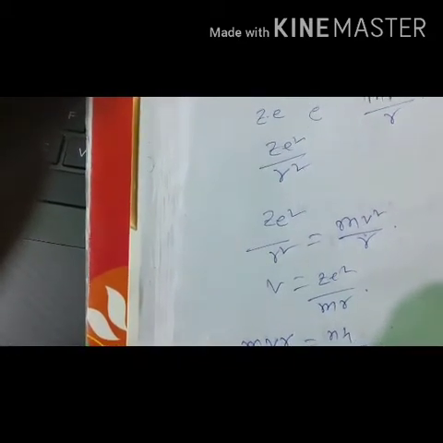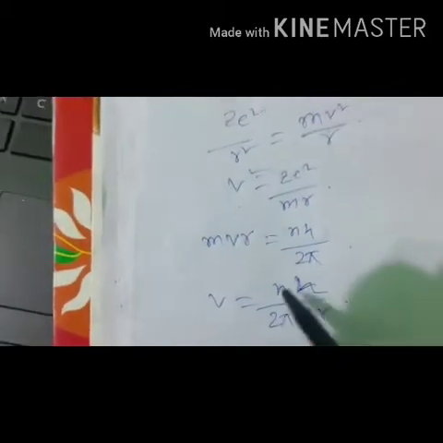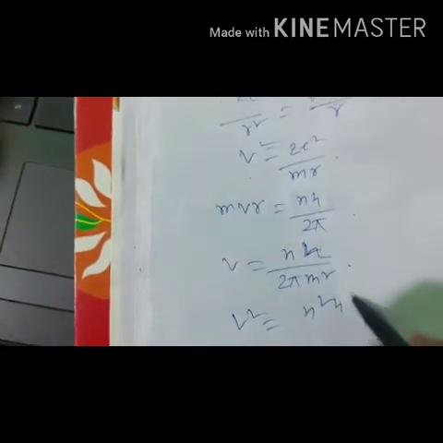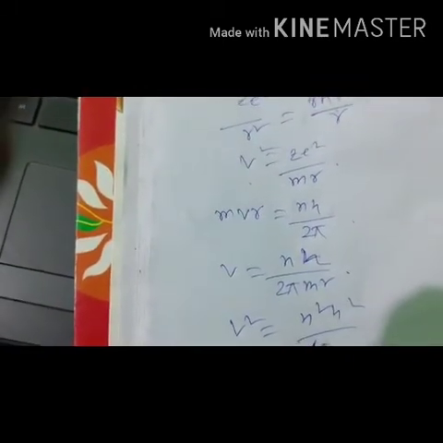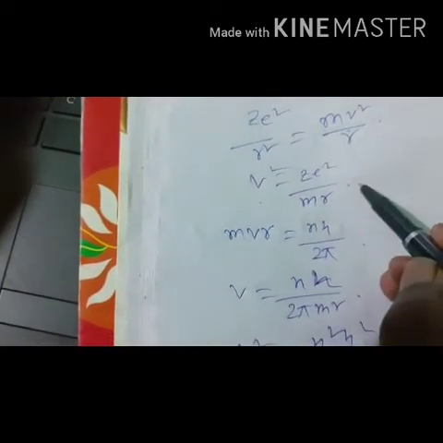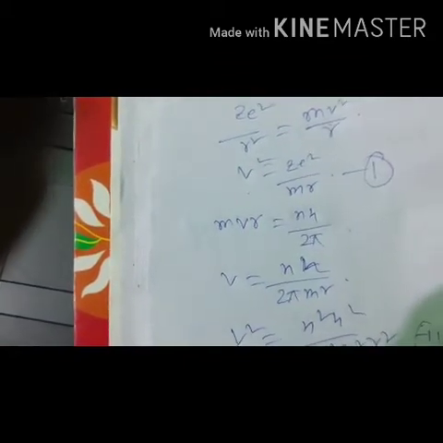Then we have here v square equal to Z square divided by mr. Now if we square this, then we get v square equal to n square h square divided by 4 pi square m square r square. Let us take that this is equation 1 and this is equation 2.